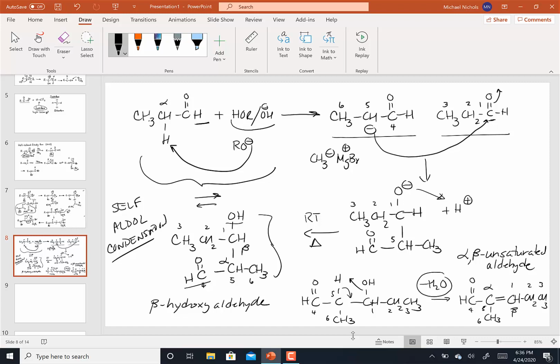So overall, if you react an aldehyde, and we'll talk about ketones in a minute, with a combination of hydroxide and alcohol, you'll end up doing a self-aldol condensation to first form the beta hydroxyaldehyde, which will then easily eliminate water to form the alpha beta unsaturated aldehyde. And so that is overall what is called a self-aldol condensation reaction.